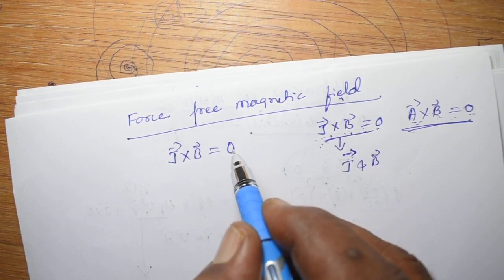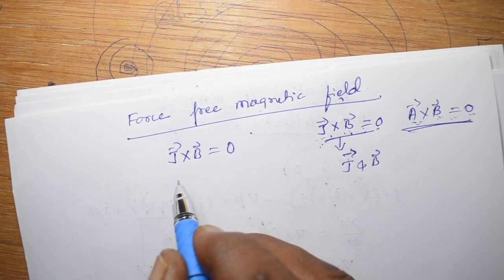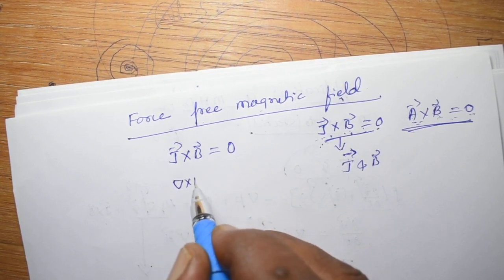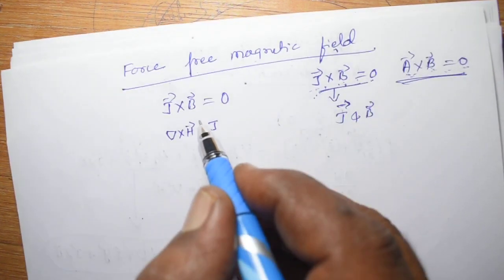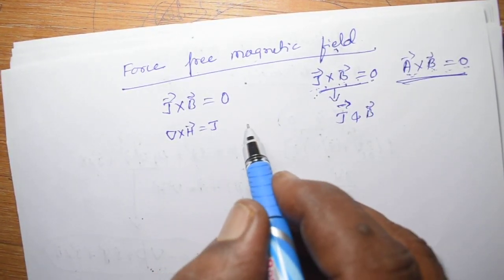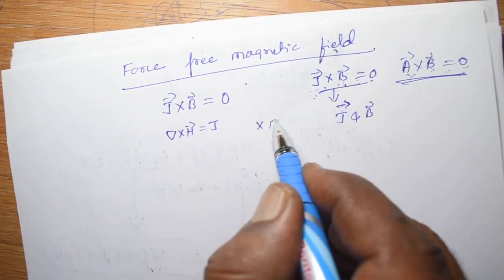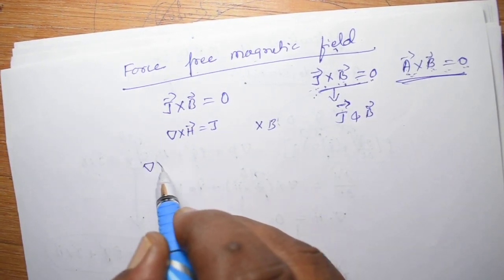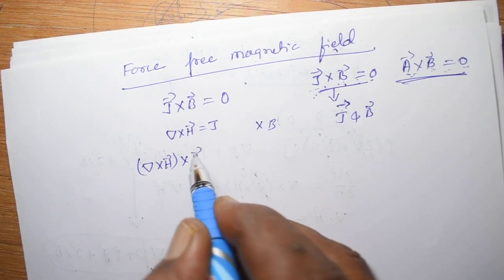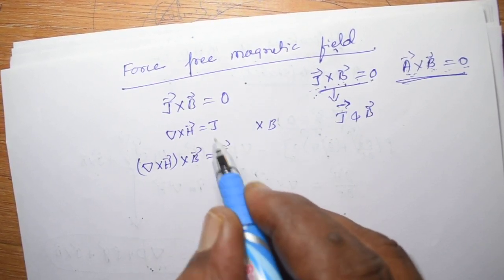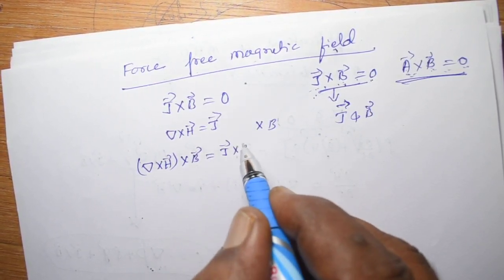Okay. So now using Ampere's law, by definition of force free magnetic field, J cross B is equal to zero. From Ampere's law, curl of H is equal to J. Is it right? Now by taking the cross product with B on both sides, what are you going to get? You are going to get curl of H cross B is equal to J cross B.